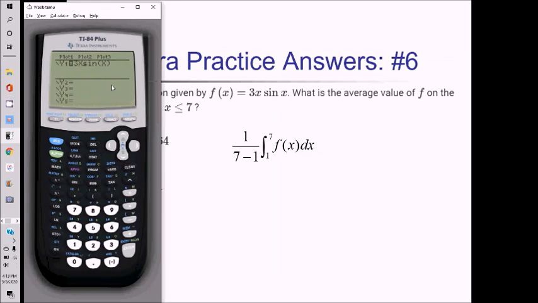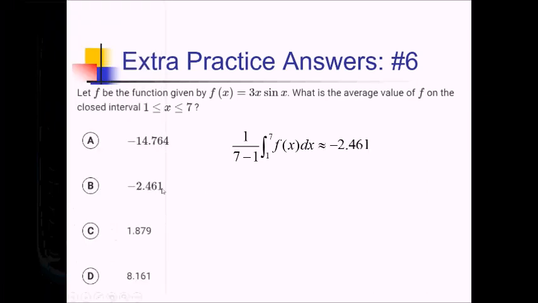So here I am in the y equals. In y1, I've put my f of x function. Quitting out of there now. Let me do, let's see here, fancy fraction. We're going to do 1 over 6. And then math 6 to get my integral. We're going from 1 to 7. And in my integral, I'm going to do alpha trace y1 to pull up that function I just entered, dx, and press enter. We got about negative 2.461, which gives us choice B.